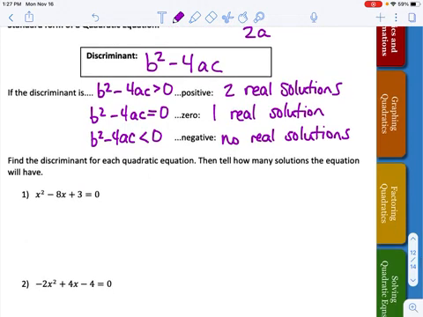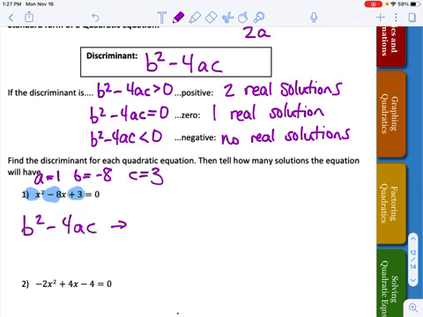So to find the discriminant for each quadratic equation, and then we are going to tell how many solutions the equation will have. So basically I need to decide what my a, my b, and my c values are. So a is 1, b is negative 8, and c is 3. And then I plug them into my discriminant b squared minus 4ac.